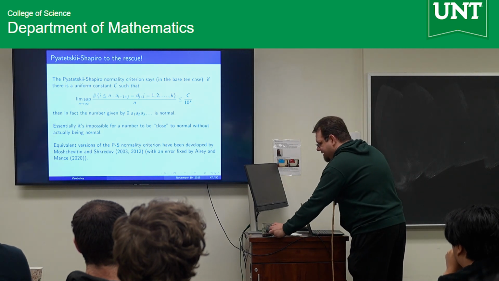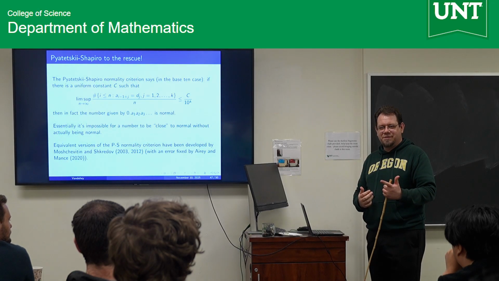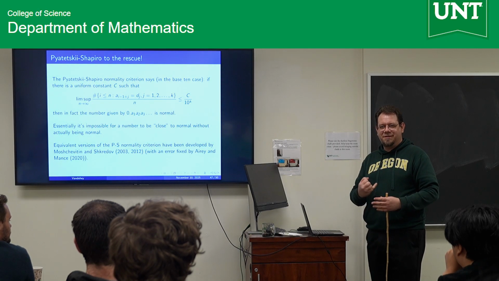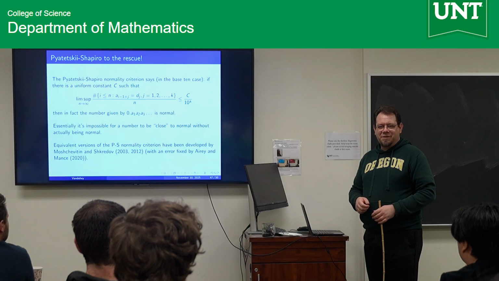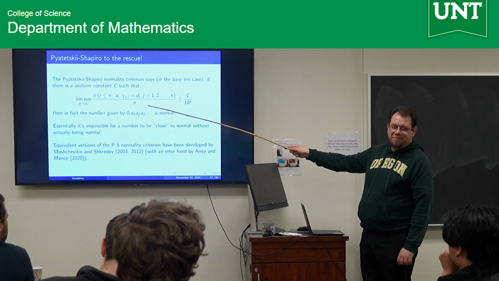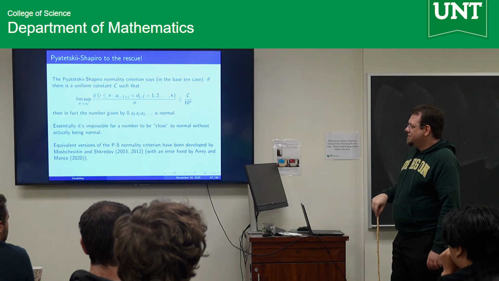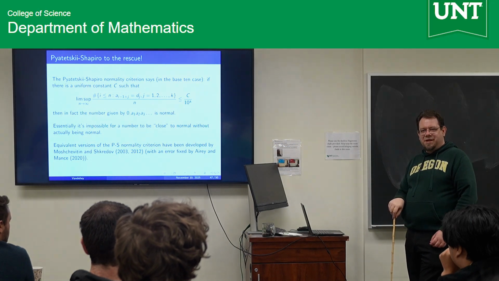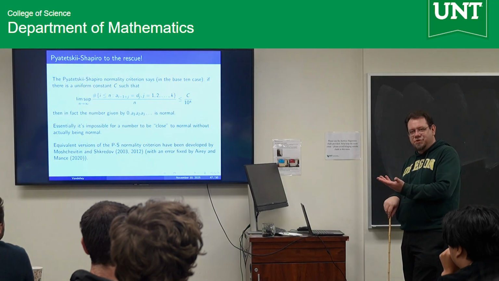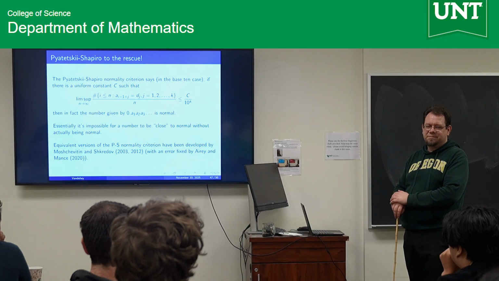You could just have the sequence of digits 1, 2, 3, 4, 5, 6, 7, 8, 9, 10, 11, 12, and keep doing that. It clearly satisfies the condition because in fact your lim sup is 0, but it's not normal. So Airy had to fix this by basically saying, no, you actually have to have things appear with an actual frequency. And the moment that happens, then everything works.